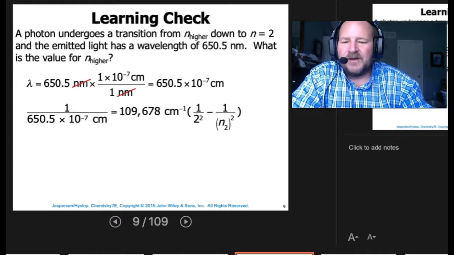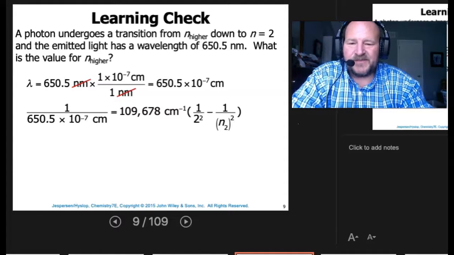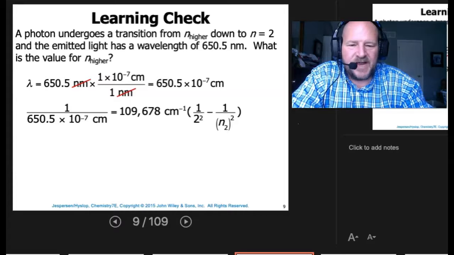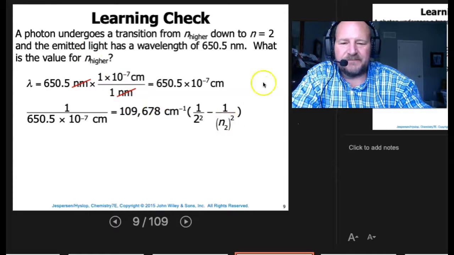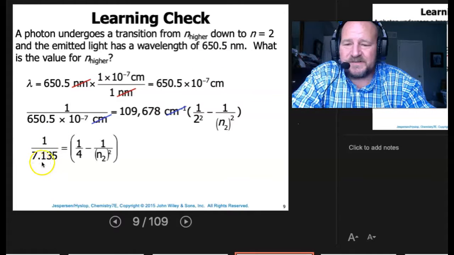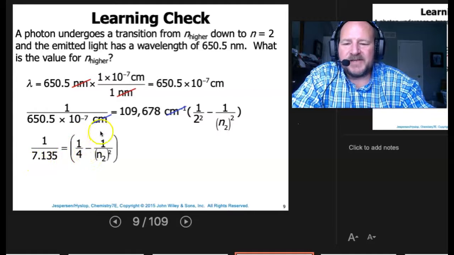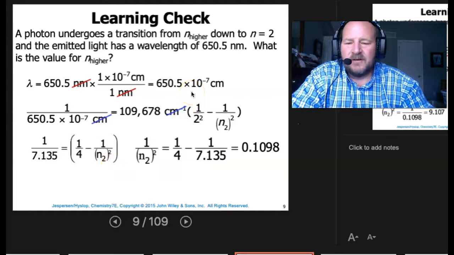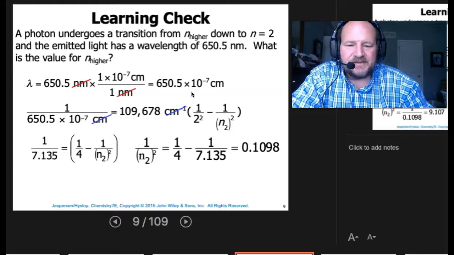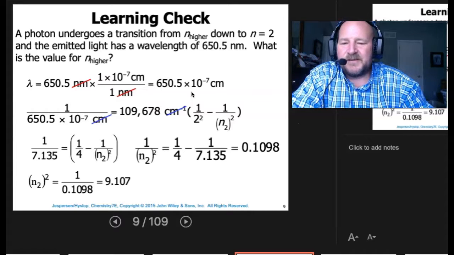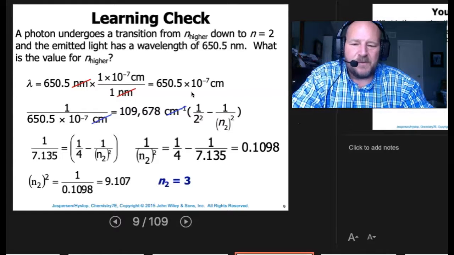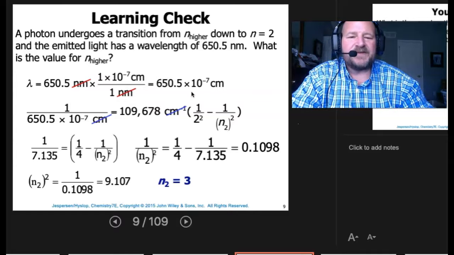Nanometers will cancel out. Now we're going to take 1 over that in centimeters, which is going to be equal to 109,678 multiplied by 1 over 2 squared minus 1 over n squared. Again, we're looking for n2 here. Centimeters will cancel out. So we take 1 over 7.135, that's going to equal 1/4 minus 1 over n squared. That means 1 over n squared is equal to 1/4 minus 1 over 7.135, which equals 0.1098. And so n squared would be equal to 1 over that, which would be 9.1, which means n2 would be equal to 3. Remember, it had to be a whole number, so once we got to 9.1, we just took the square root of 9.